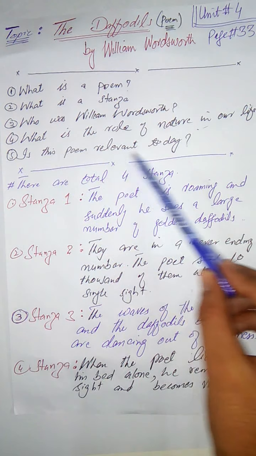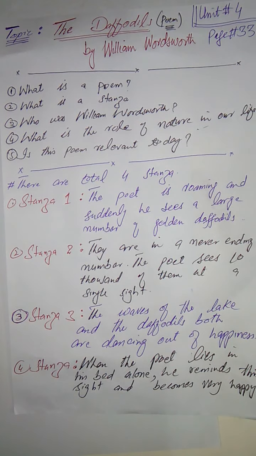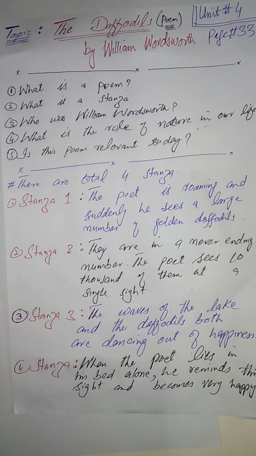Then, is this poem relevant today? Yes, this poem is very much relevant today because we live in an age of global warming and climate change, and there is brutal cutting of trees. There is huge deforestation and desertification. So this poem teaches us to save nature, to save our life, and to save humanity. That is why this poem is very much relevant.